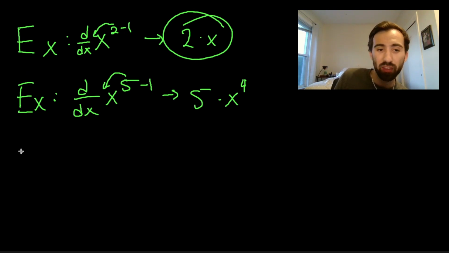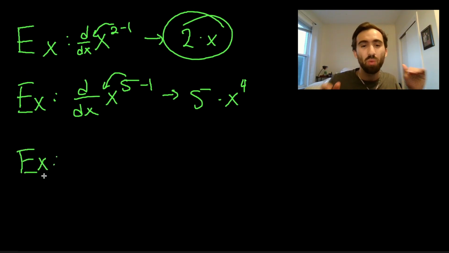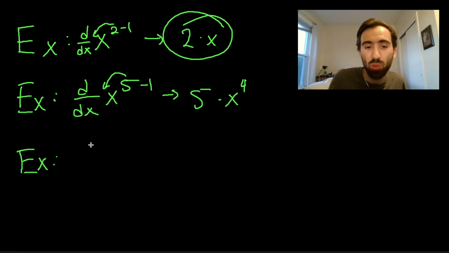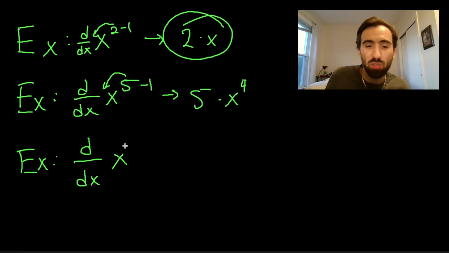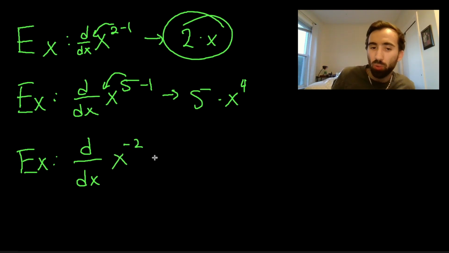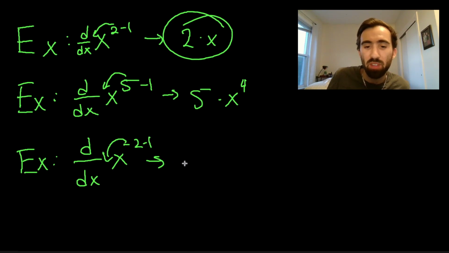It turns out that this also is the same process no matter what actual exponents you have. So for example, if I was to have the derivative of x to the power of -2, you bring this -2 down, and then you subtract 1 off. So this just becomes -2 times x to the power of -3.